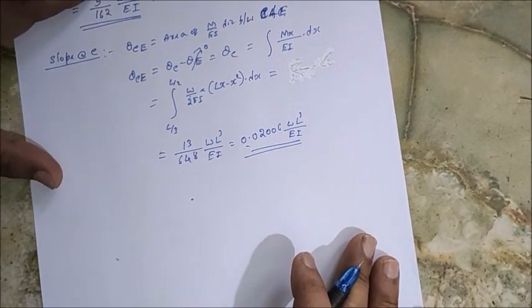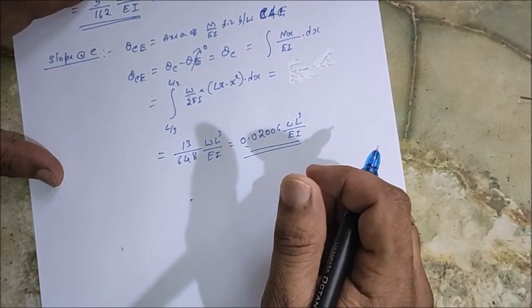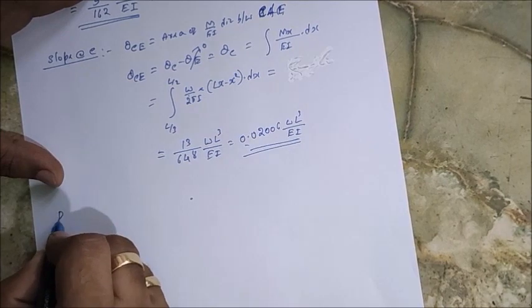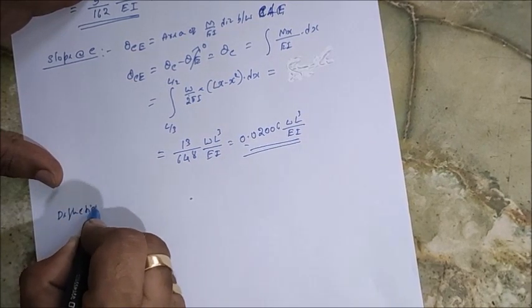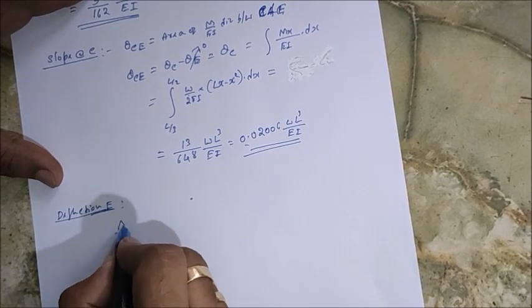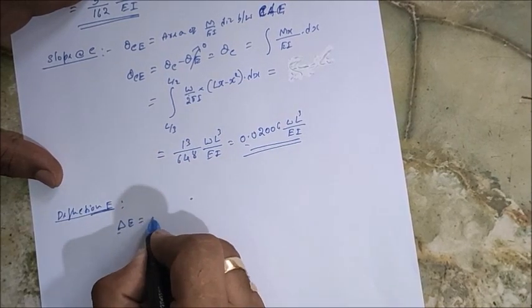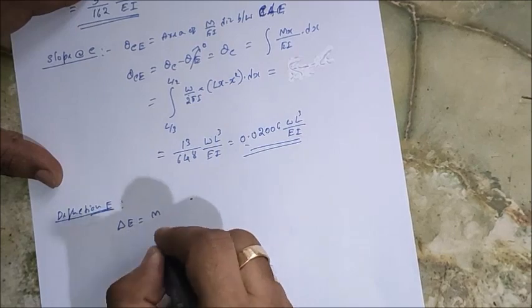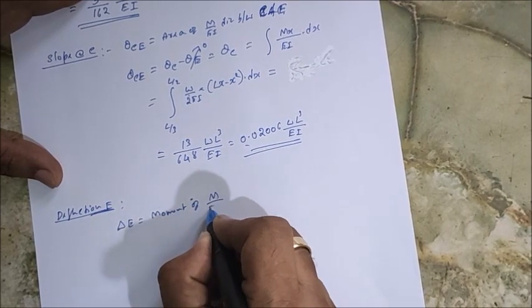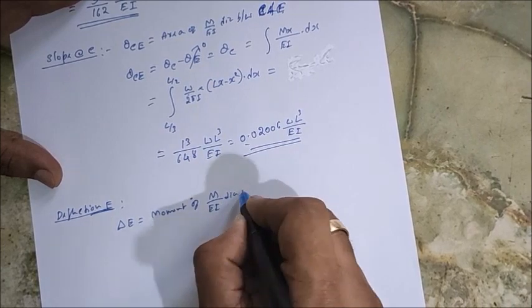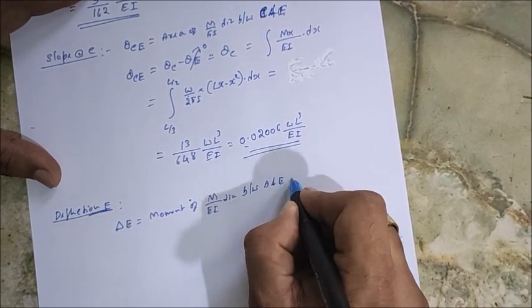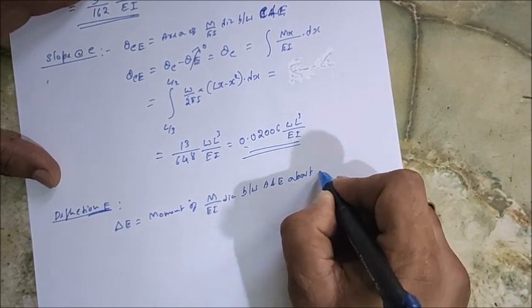Now let's find the deflection. So let's first find the deflection at E. So what is deflection E? Delta E is equal to, you can say always, the moment of the M by EI diagram between A and E about A.